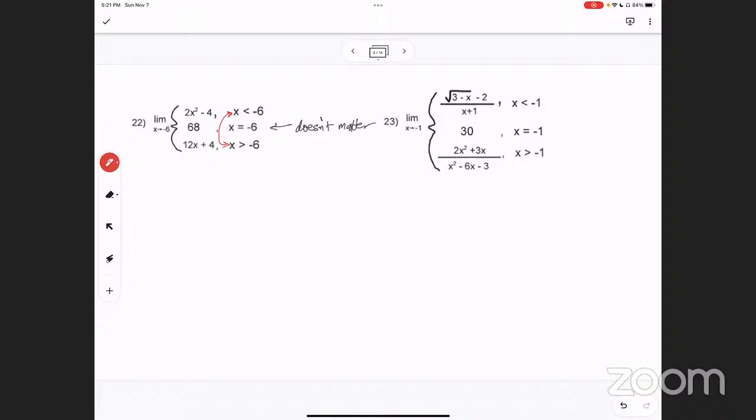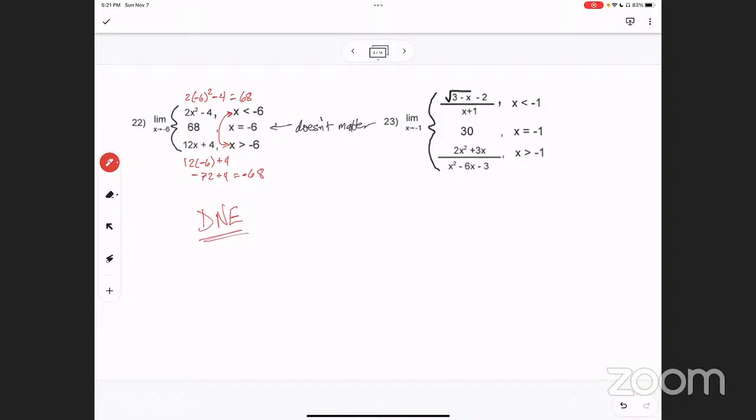What's this? If I plug in -6 to here, what am I going to get? -6 squared minus 4. That equals 36 times 2 is 72 minus 4, which is 68. 68. And if I plug in -6 here, -72 plus 4. That is -68. So does the limit exist? No. Does not exist.